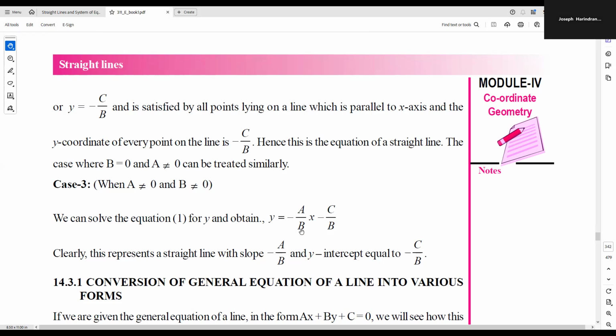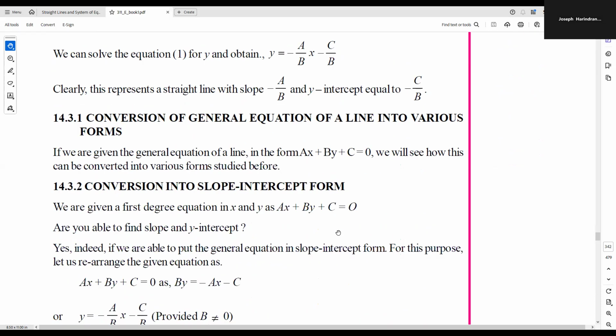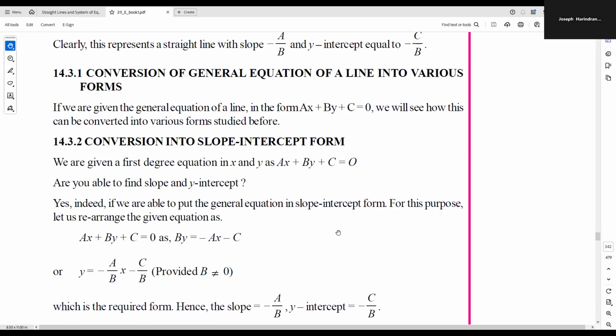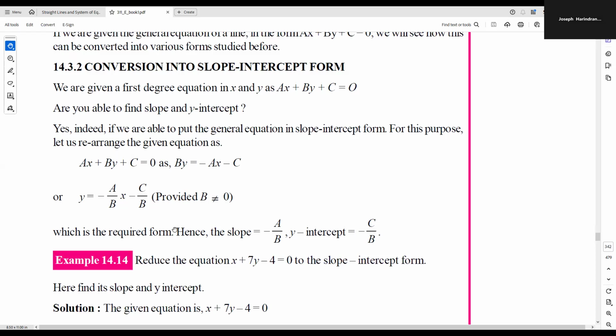Easily you can find it out. So minus A by B is m, the slope of the line, and minus C by B is the intercept. C can be positive, negative, or anything. Then the intercept will be either positive or negative, depending on the sign. Now to convert this general form into various forms, the slope intercept form is given here: y equal to minus A by B x minus C by B, provided B is not equal to 0.